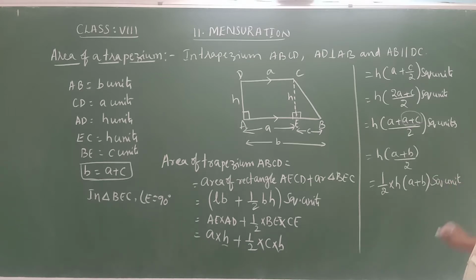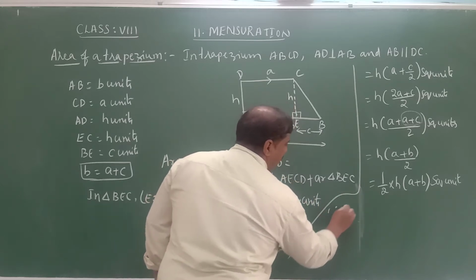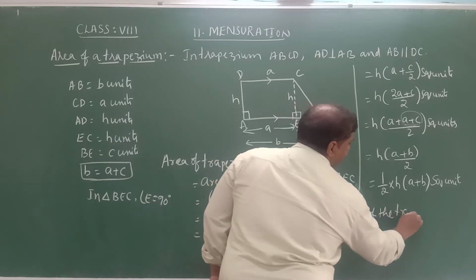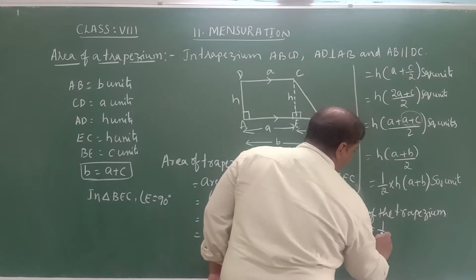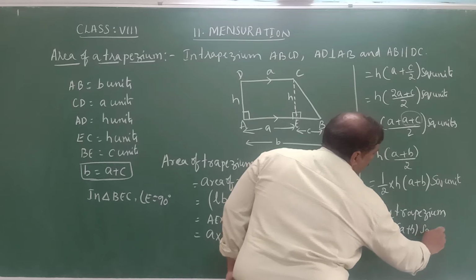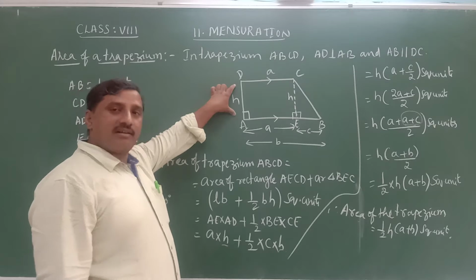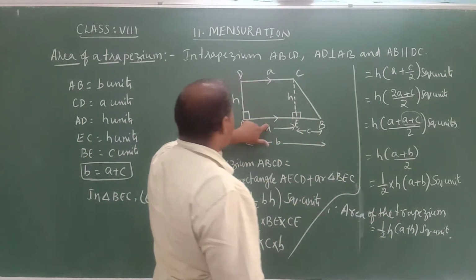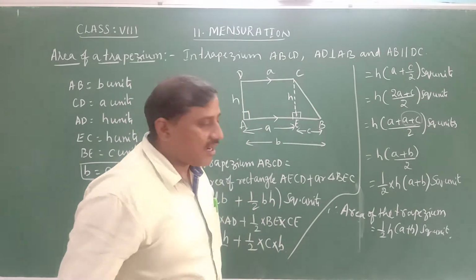Now area of a trapezium is equal to what? Therefore area of the trapezium is equal to half into H into A plus B square units. Now here what is H? H is the height of the trapezium or the altitude. What are A and B? A and B are the lengths of two parallel sides.